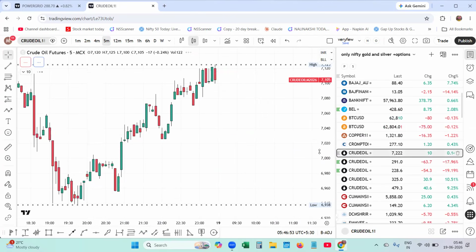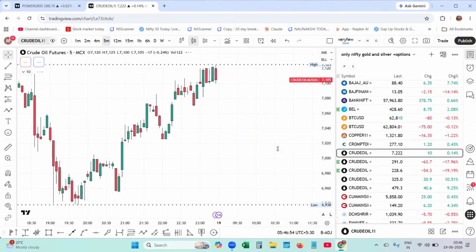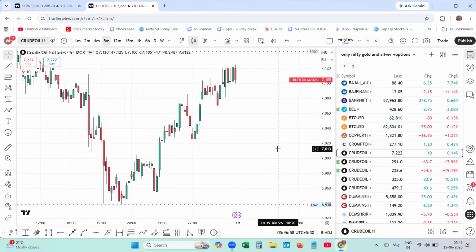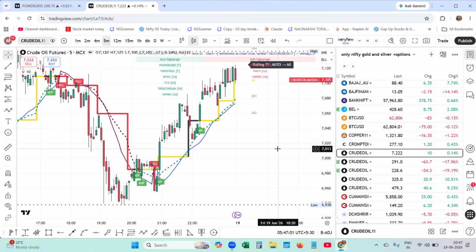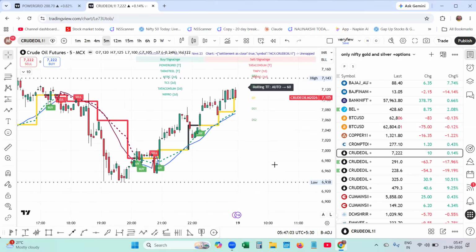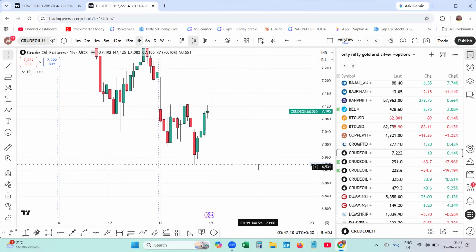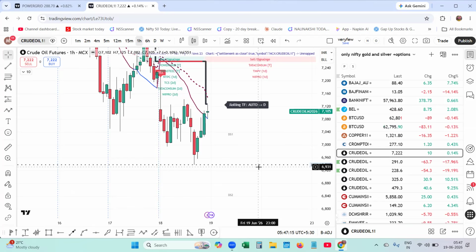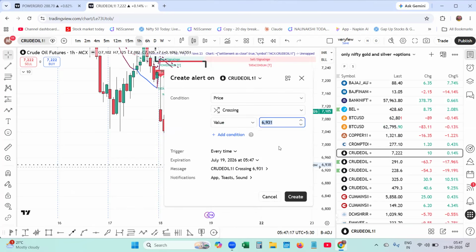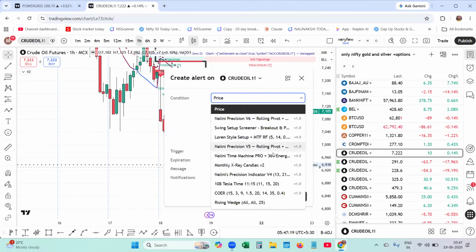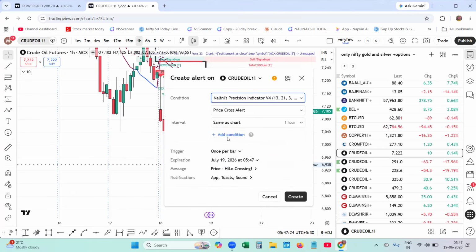For crude oil, if you want to trade crude oil, it is better to keep hourly alerts. Let me change the time frame to hourly. Let the indicator load. Alt A, same, select the indicator, price cross alert.